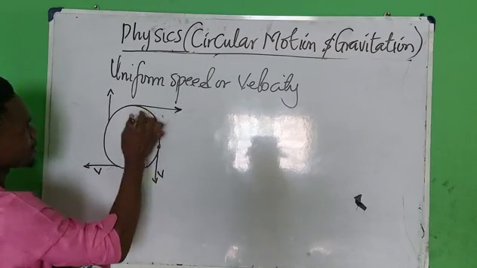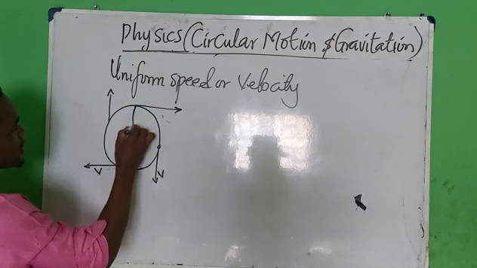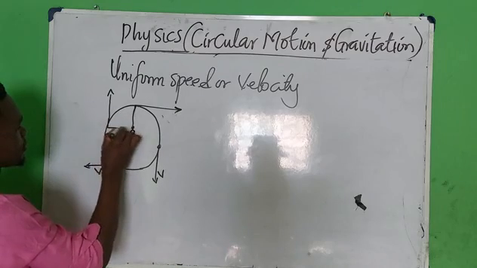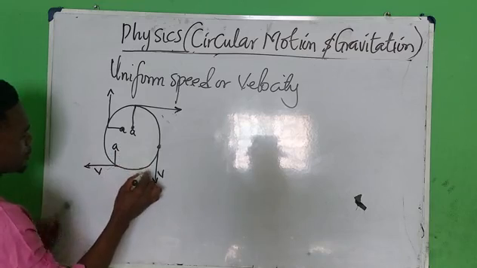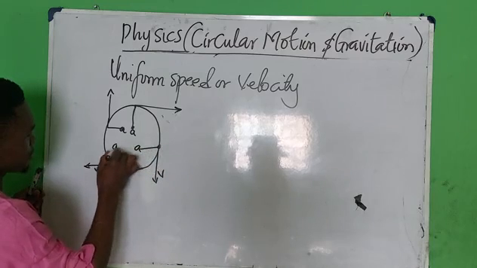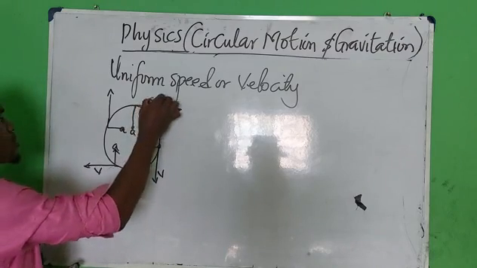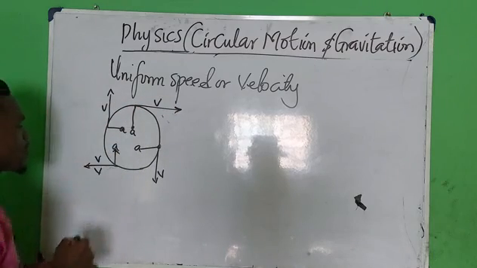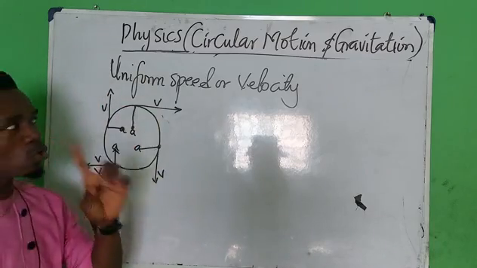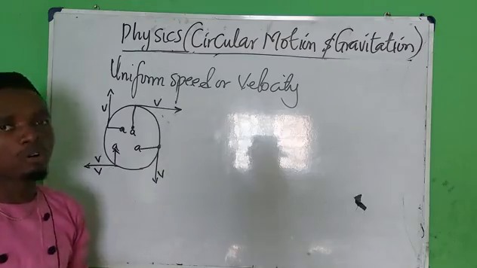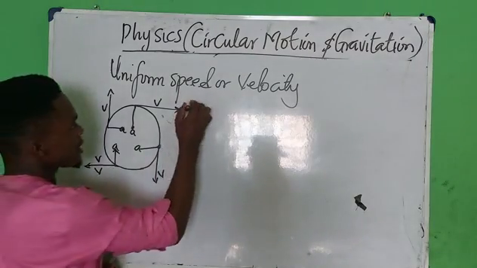So what does that tell you? It means towards the middle of the circle you have acceleration. Now, of course, the movement of this body in a circular manner is called uniform circular motion, with uniform speed or velocity.